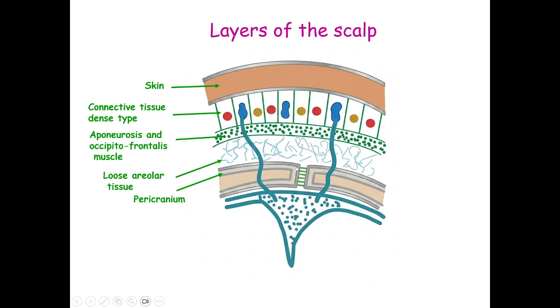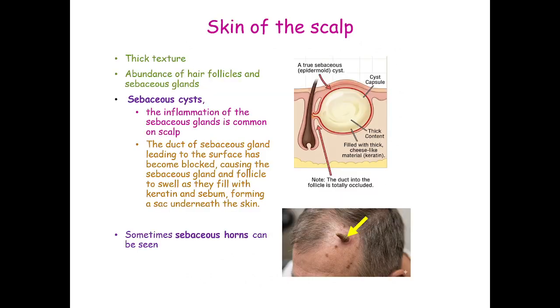We are going to see all layers in detail with anatomical basis for development of various kinds of entities in relation with scalp. We will start with skin of the scalp. The texture is very thick even though it is a thin skin or hairy skin. We can see abundant number of hair follicles and sebaceous glands in this region. So, formation of sebaceous cyst is quite common here in the scalp.